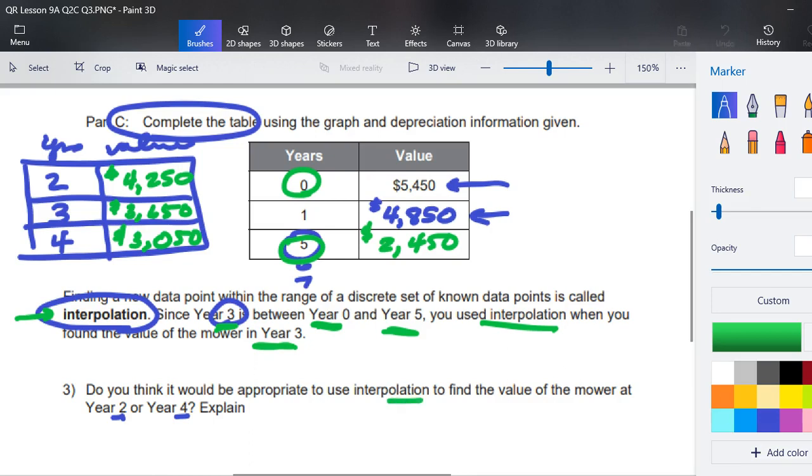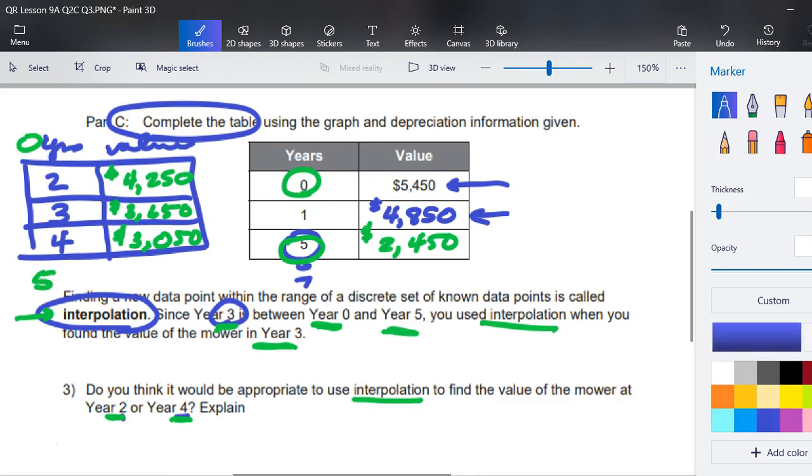Do you think it's going to be appropriate to use interpolation to find the value of the mower at year 2 or year 4? And yes, the linear nature of this type of depreciation makes finding these values just as accurate as finding the value for year 3. These are between years 0 and year 5. If you haven't done questions 4 and 5, this is the time to hit pause and go ahead and do those. And I'm going to keep doing questions 4 and 5 on this screen, starting with year 6.